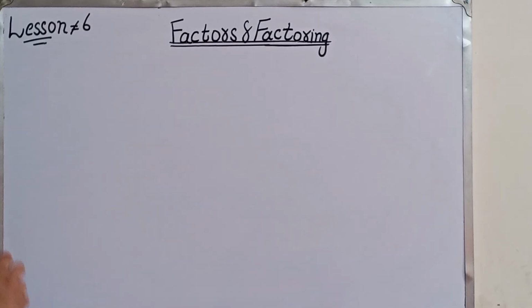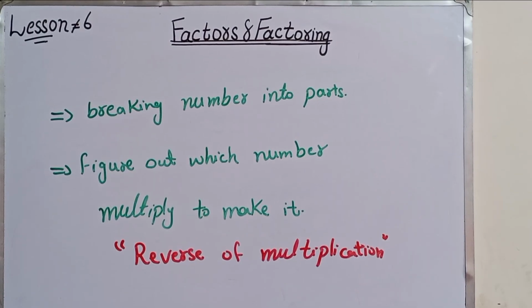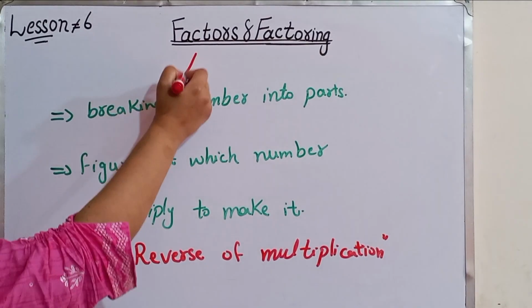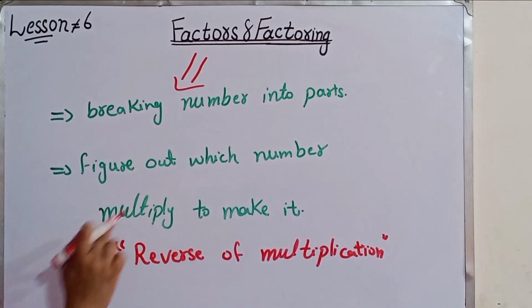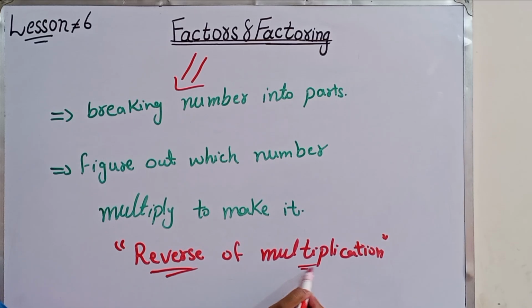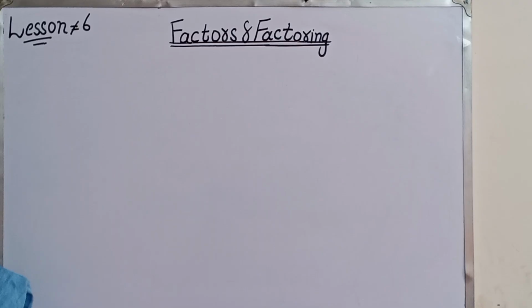Today I will continue lesson number 6, in which we do factors and factoring. Factors and factoring: what does it actually mean? Factors: breaking numbers into parts. Figure out which numbers multiply to make it. It is the reverse of multiplication.